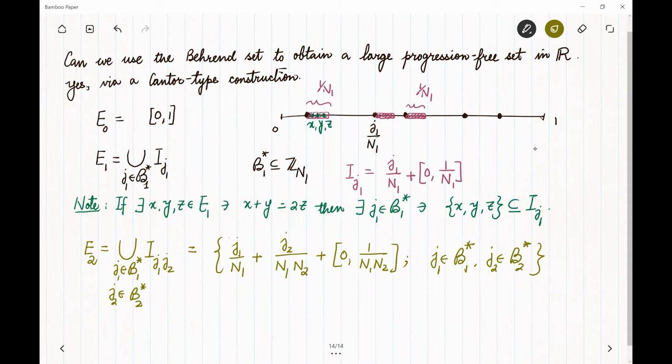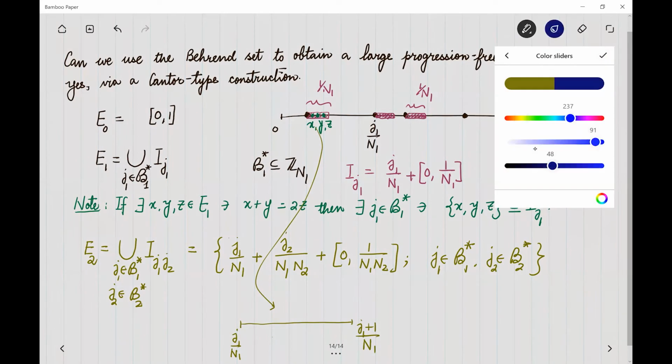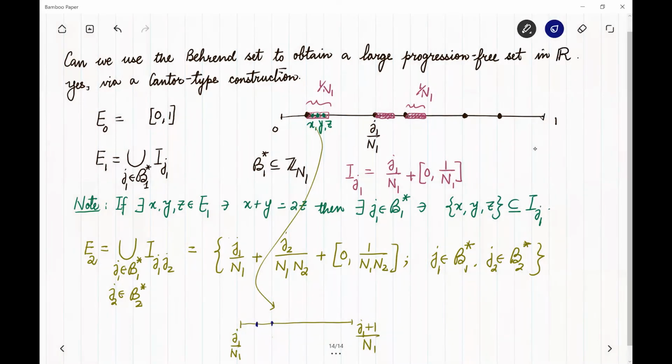Okay, so what have we done? In this picture, I'll just magnify this picture over here. So we had this interval, let's say J1 over N1 and J1 plus 1 over N1 from the first step. At the second step, all we have done is to break this up into N2 many equal pieces. So each length is 1 over N1 N2. And we have picked out a Berent set from those ones.